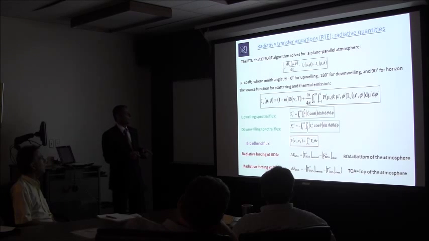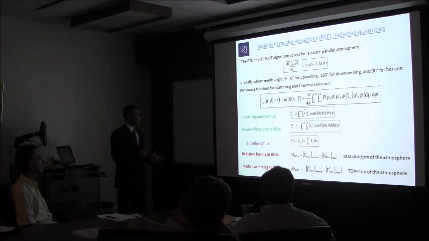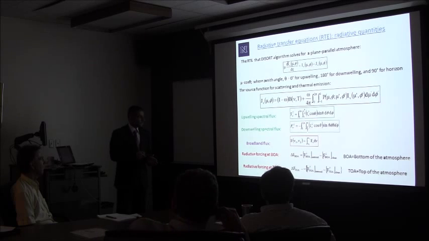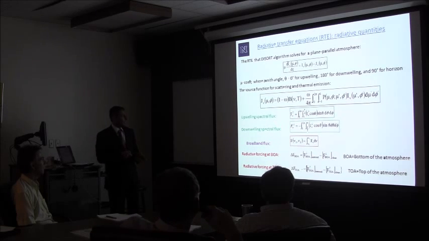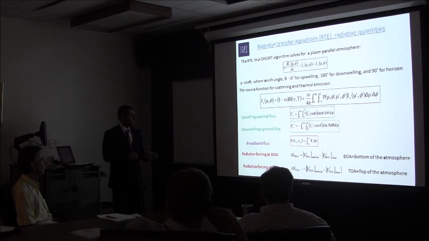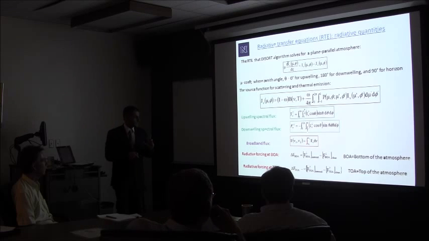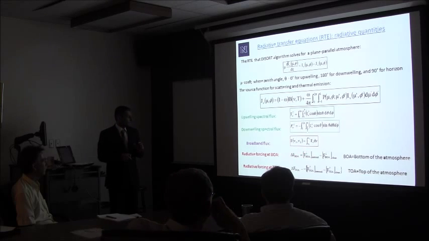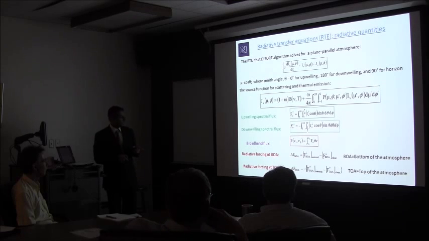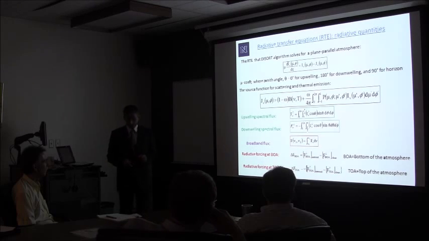And these quantities are used to calculate the upwelling and downwelling spectral flux using these equations. And this spectral flux can be used to obtain the broadband flux by integrating over the desired wavelength region. And finally, this is the radiative forcing at the bottom of the atmosphere. BOA means bottom of the atmosphere, and this is for top of the atmosphere, TOA.